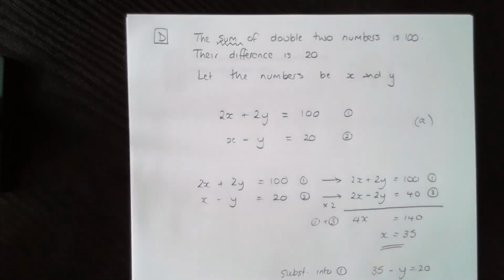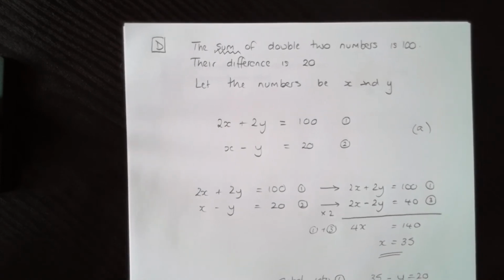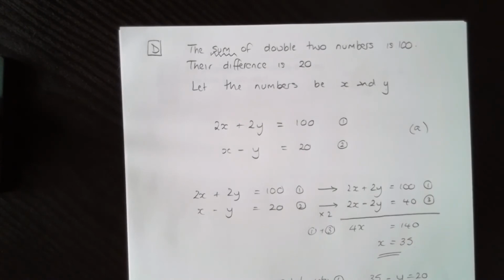And let's just double check that, shall we? Go back to our original statement. The sum of the double two numbers is 100, so double 35 is 70, double 15 is 30, 70 and 30 is 100, that works. And the difference between them, 35 take away 15 is 20, so that definitely works. And you should see that is an answer.